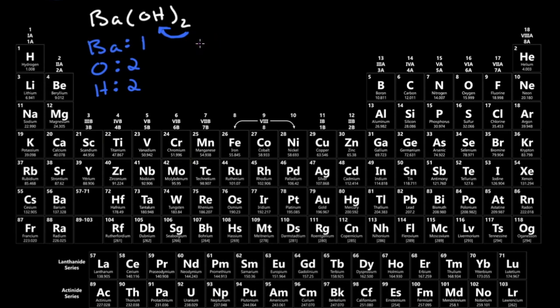We would say, okay, we got 1 Ba, and Ba on the periodic table is going to be right over here. And so that's going to be 137. So we'll do 1 times 137. And then we'll add that to the oxygen. The oxygen is right here. We have 2 of those. So we'll do 2 times the oxygen, which is going to be 15.9. We'll round that to 16.